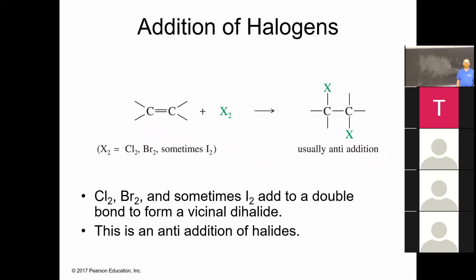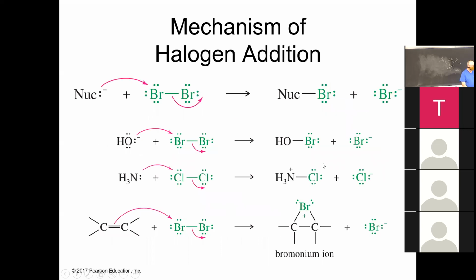Okay, next let's look at addition of halogens. This is a reaction you'll be doing in lab this week. X2 is chlorine or bromine, or sometimes iodine. Iodine is a little more difficult to add. It usually requires heat. This is not regioselective, but it is stereoselective. We get anti-addition of the 2 halogens. And here's why.